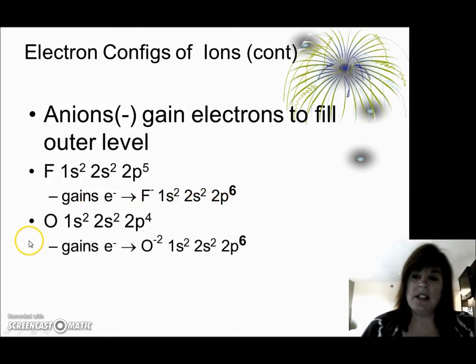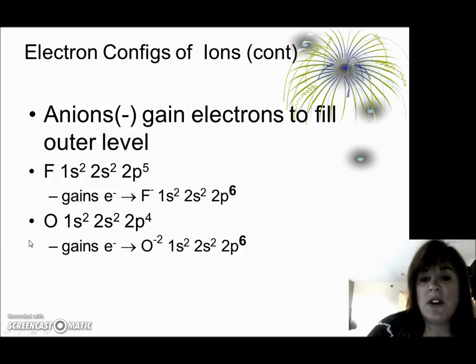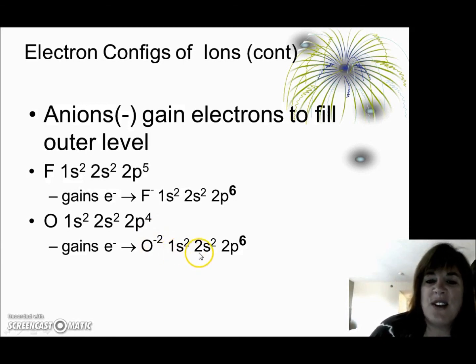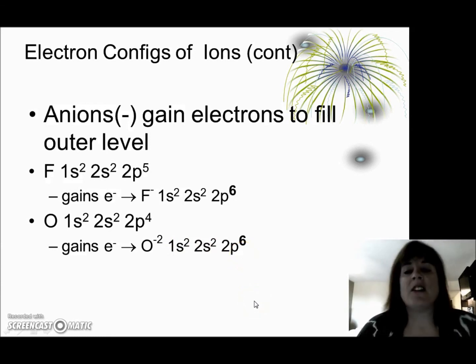Oxygen, remember, is in the column that's -2, and the reason why oxygen is -2 is because if we wrote its normal electron configuration, it'd be 1s2, 2s2, 2p4, so it only needs 2 electrons to completely fill that p orbital. And so if it gains 2 electrons, then it has a completely full shell. Things with full shells are happy. So it's 1s2, 2s2, 2p6.